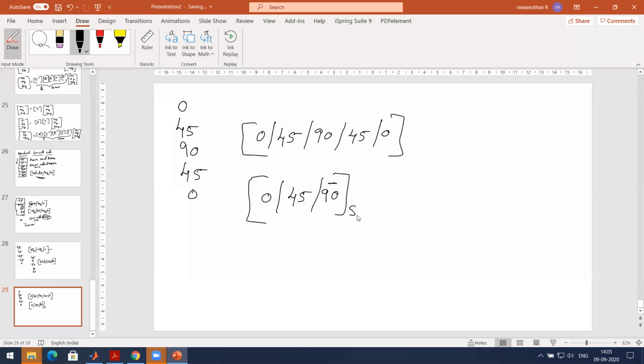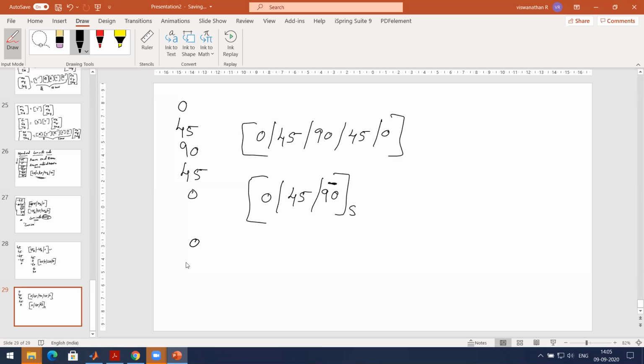S for symmetric. What is the meaning of this bar and S? 0, 45, 90, then again repeat? It's not repeat, it's the mirror. Mirror symmetric, leaving out 90. You are not repeating 90. So this bar means you don't repeat 90, but you write 45 and 0. This is the meaning of this.